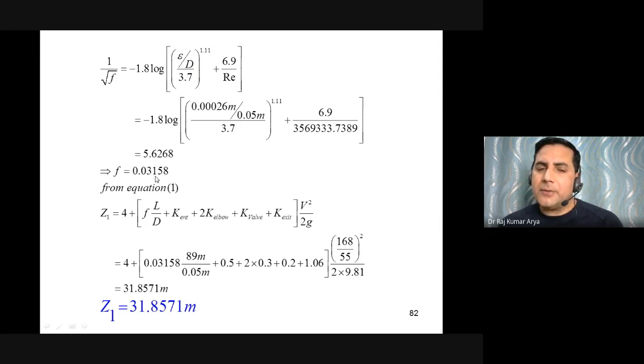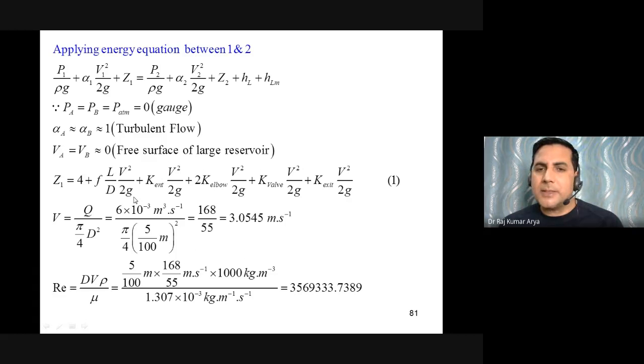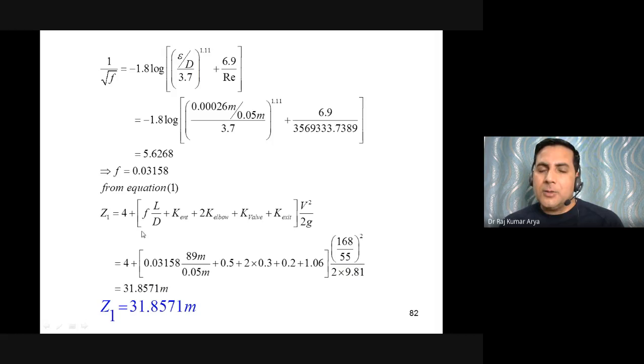Once you calculate F, now you go back to this equation, because here the only unknowns were F and Z1. So now F is known, and the right hand side is completely known. So you can calculate your Z1 now. From equation 1, substitute all these values, because V square upon 2G was common everywhere, so I took it common here. Then you just substitute everything here. You will get your Z1 equal to 31.8571 meter. So that completes your entire problem.